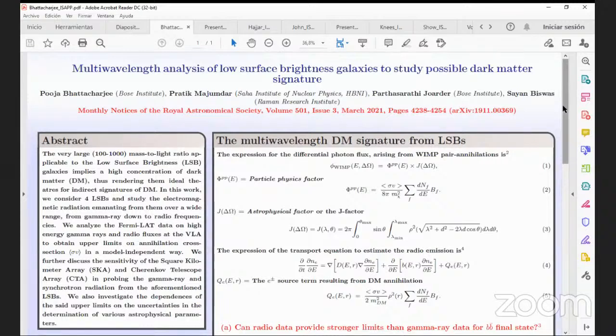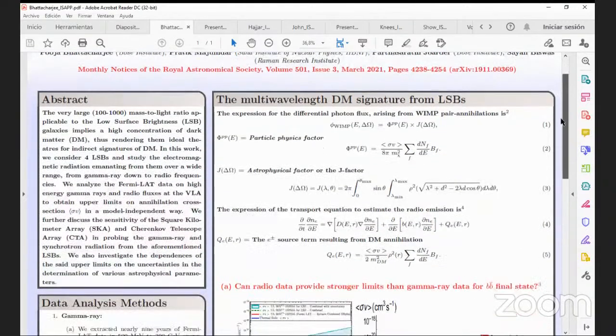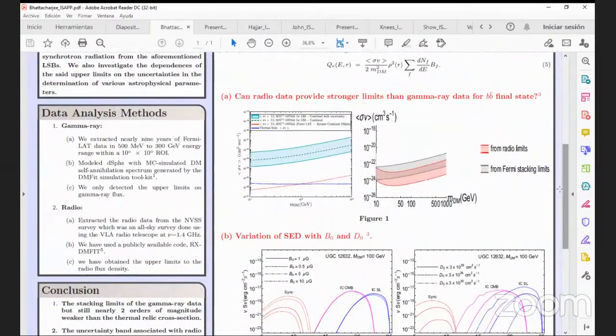If we can go below to the poster, to the analysis methods, where we have given the energy range I have chosen for our study. For the gamma ray part, we have chosen the energy range 500 MeV to 300 GeV, and used the DMFIT toolkit in order to estimate the possible dark matter signature that we can expect from the gamma ray emission. And for radio emission, we have used the publicly accessible RXDMFIT code, which is used to solve the diffusion or transport equation of the charged particles.